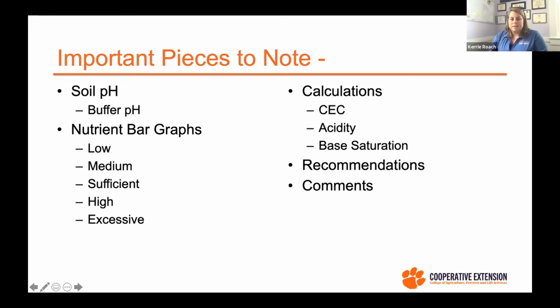Those calculations for the CEC, or the cation exchange capacity, the acidity, and that base saturation, and then going down to the recommendations and the comments that are there. Those are all the really important parts that I feel like we can pull out little bits and pieces of when it comes to actually applying that soil sample report back to your farm or your landscape or whatever you're doing.